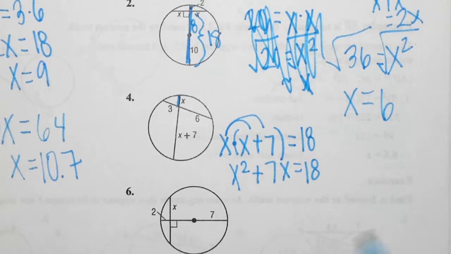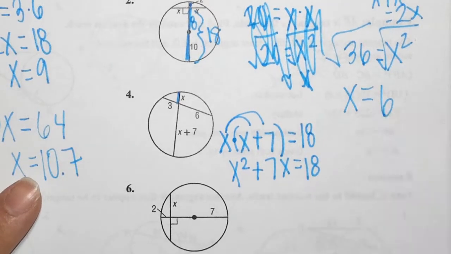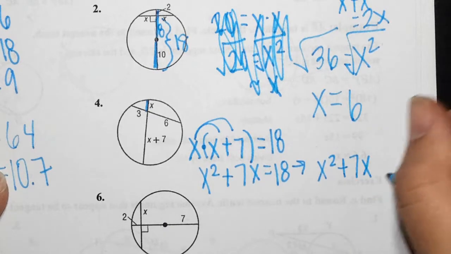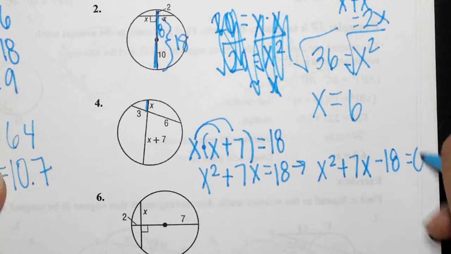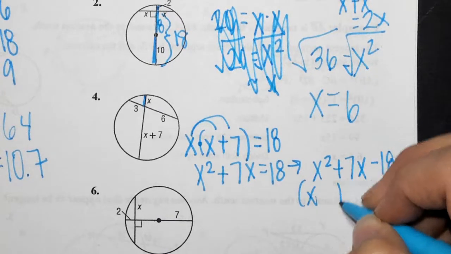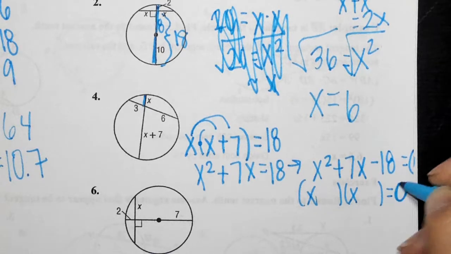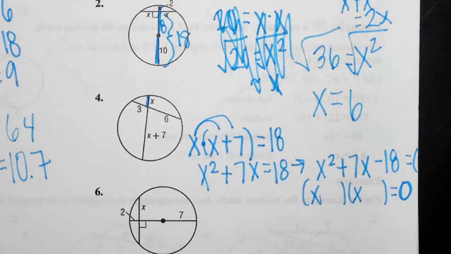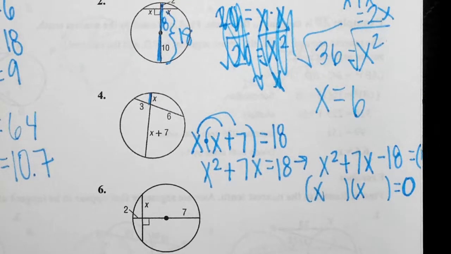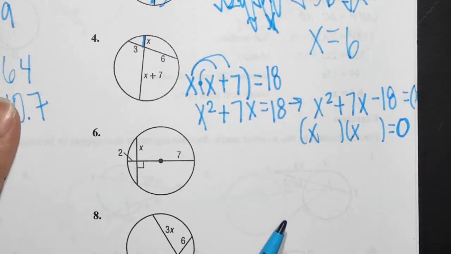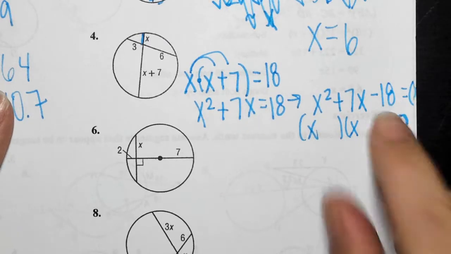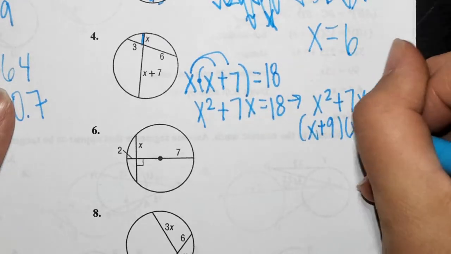Well, I have to move what over? 18. It's positive, so it becomes negative when I move it over. So now we have X squared plus 7X minus 18 equals 0. We'll find your solutions for X. X and X. What multiplies to be negative 18 and adds to be 7? 9 and 2, 9 and negative 2. 9 times negative 2 is negative 18. So plus 9 minus 2.